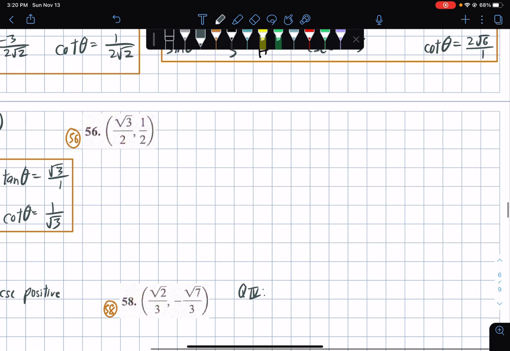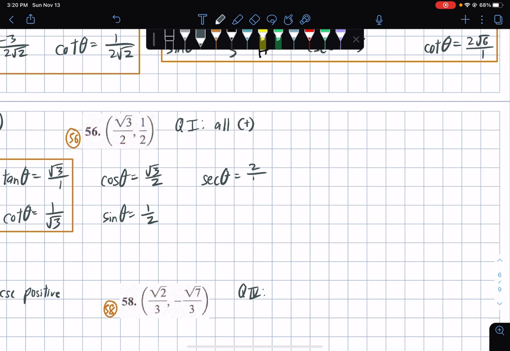Okay, 56, it's still quadrant 1, so all positive. Cosine theta is square root of 3 over 2. Sine theta is equal to 1 over 2. Secant theta is equal to 2 over square root of 3. Cosecant theta is equal to 2. Tangent theta is equal to O over A. Cotangent theta is A over O.